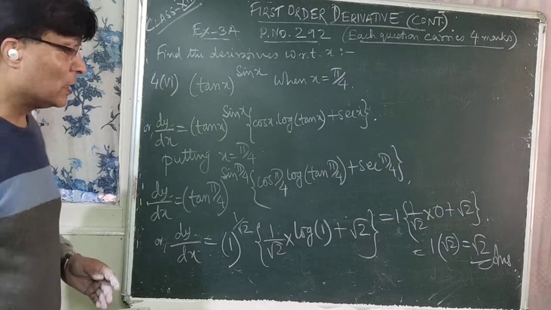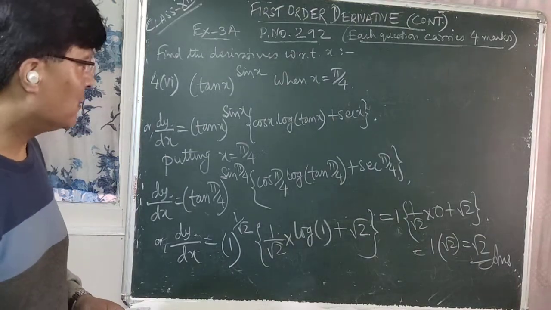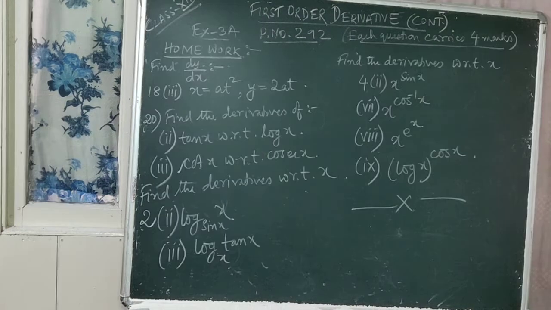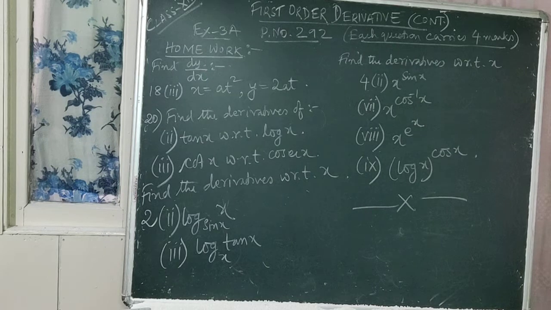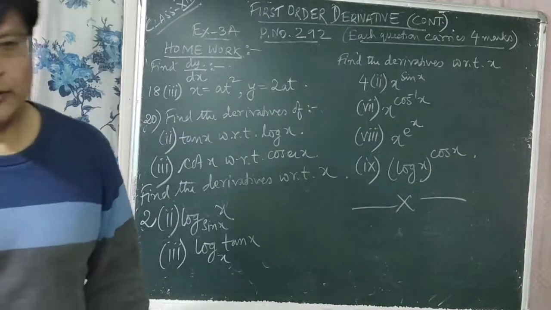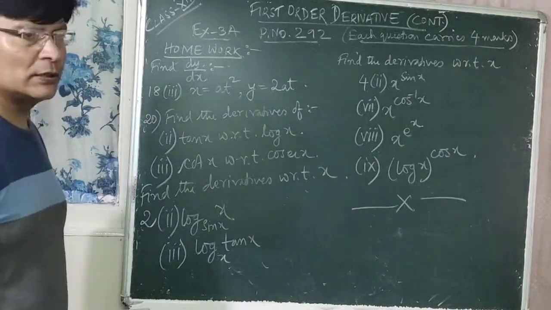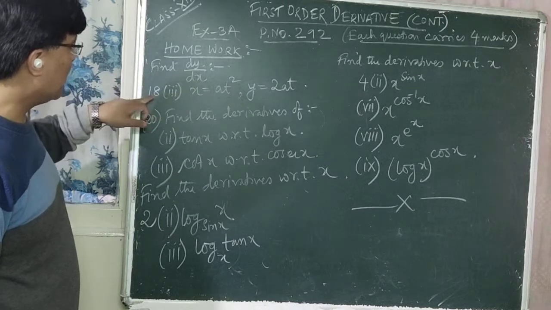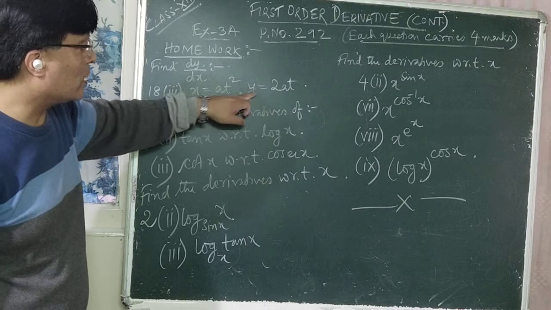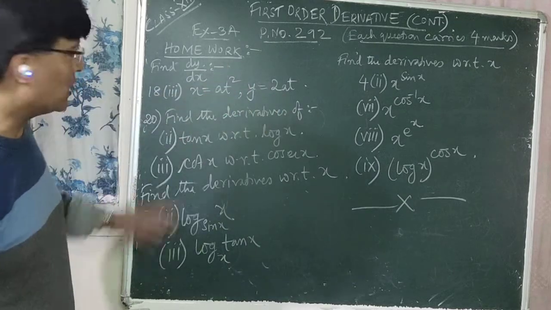You can copy it. So now I'll give you the homework, right? So now, these are your homework. You have to find out dy by dx for number 3. Then this is the parametric equation, x is equal to at square, comma y is equal to 2at. Here t is a parameter, so you can easily find it.